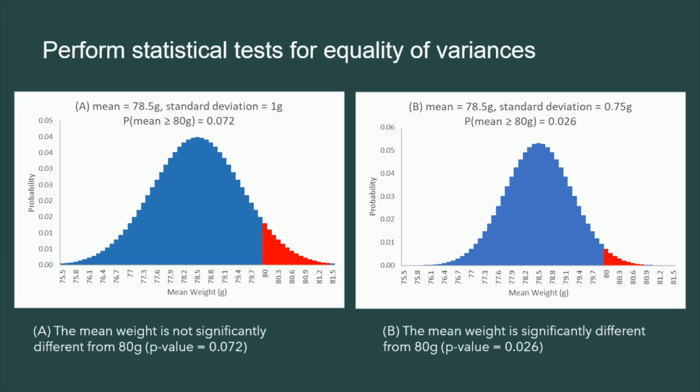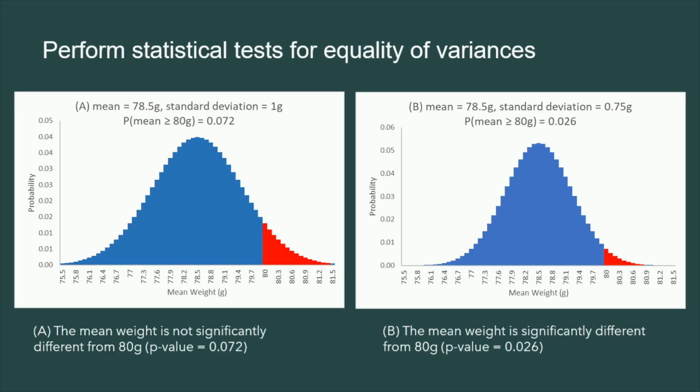Since there is more than 5% chance that the mean weight can be equal or more than 80 grams, the difference is not statistically significant. This means that based on Team A's data, we cannot say that the manufacturer may be cheating the customer, as getting an average weight of 78.5 grams may be a sampling error.